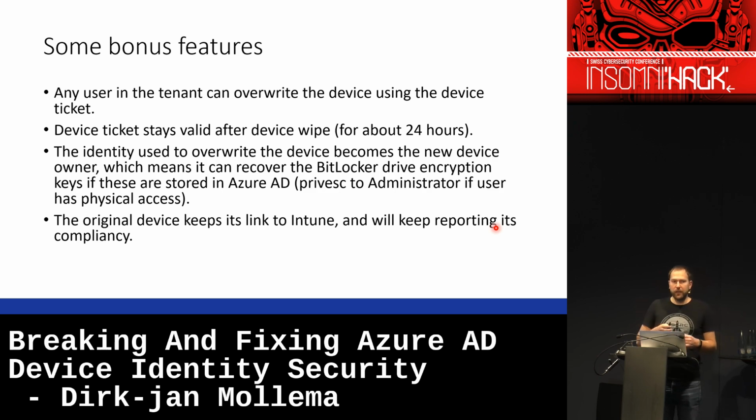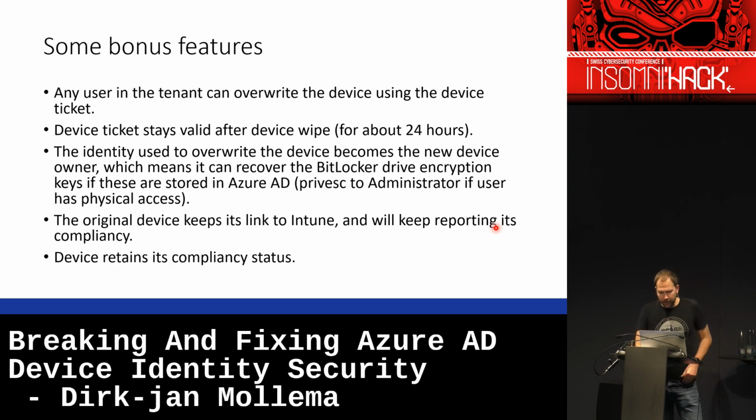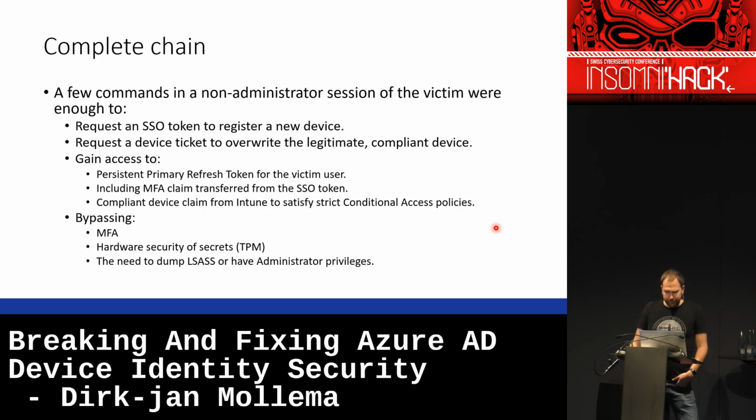So, like I said, the registration in Azure AD and Intune is separate. So if you overrode the Azure AD part, the device would still be talking to Intune and it would still report its compliancy. And basically, Intune would keep reporting the device as compliant to Azure AD, even though the device was no longer the original one, but was now one controlled by the attacker. And the device retained its compliancy status.